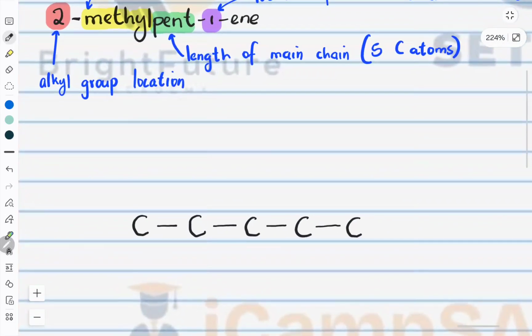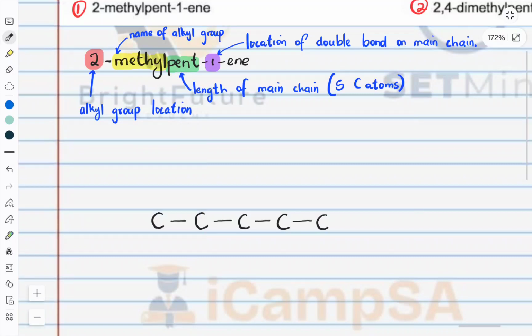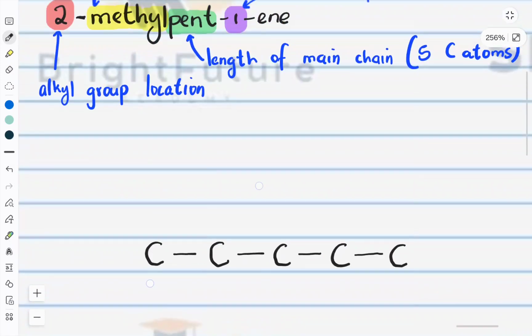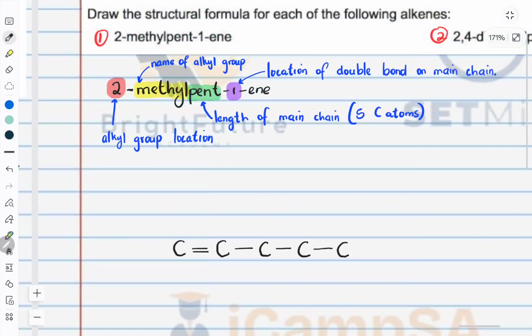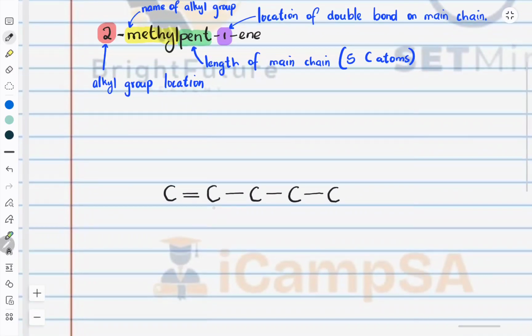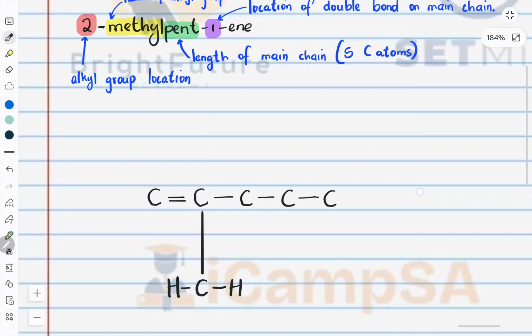All right, so we are told the location of the double bond is on the first carbon atom, so we put it here, number 1. And then we are told that the methyl group is on the second carbon atom, so we can put it there. That's my methyl group. And then from here, what else do we need? We're pretty much done, right?